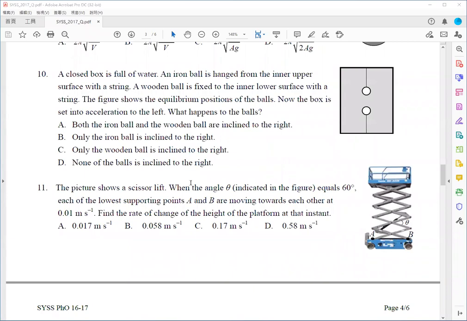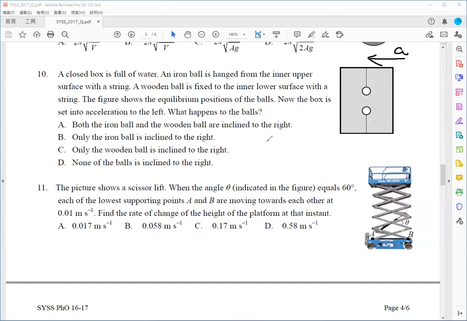Let's say question 10. It's not really about the equilibrium, but the box is set into acceleration to the left. So what happens to the box?